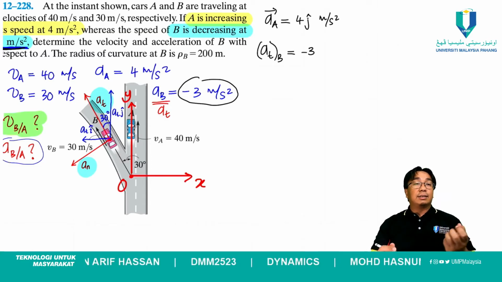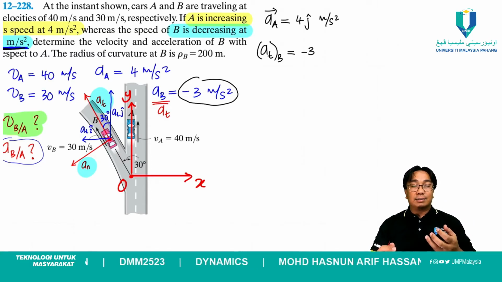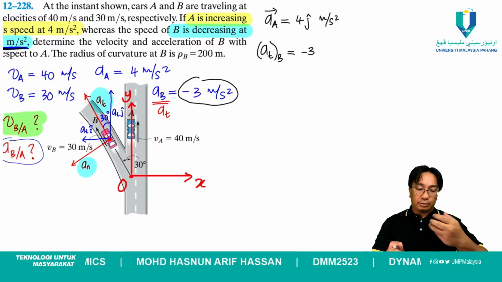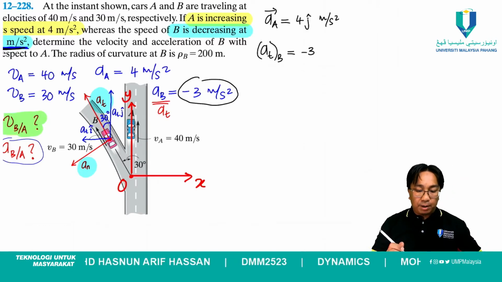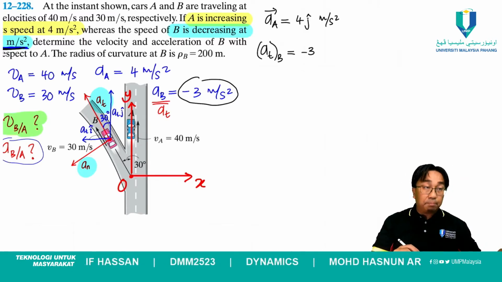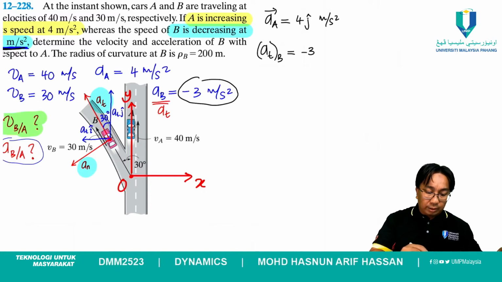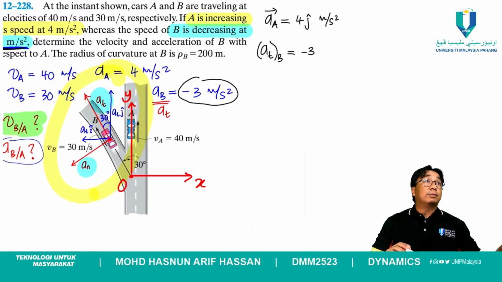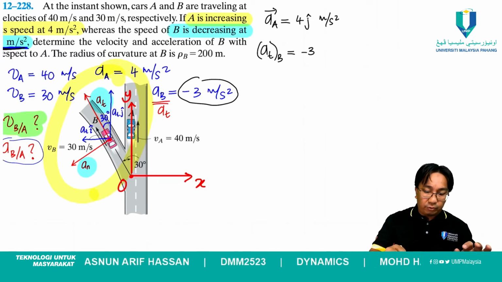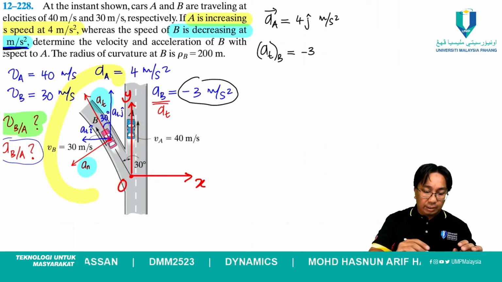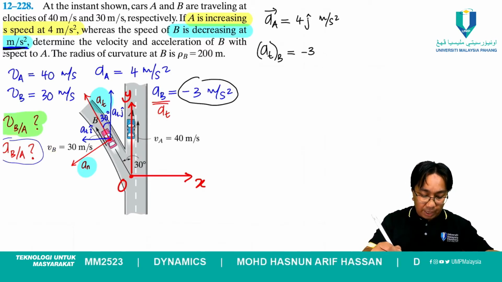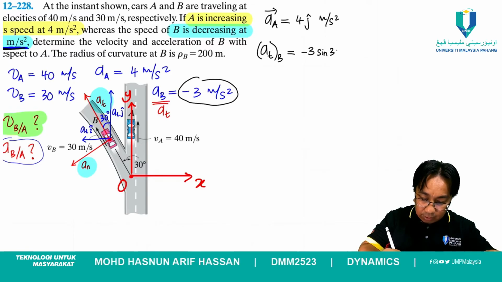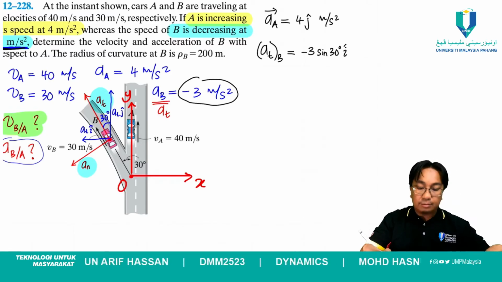The acceleration is decreasing, or it is decelerating. So it is basically slowing down. So that's why it becomes minus. So minus 3 multiplied with, if you look at this part here, there is an angle of 30 degrees involved. So we have minus 3 sine 30 degrees i for the x component.